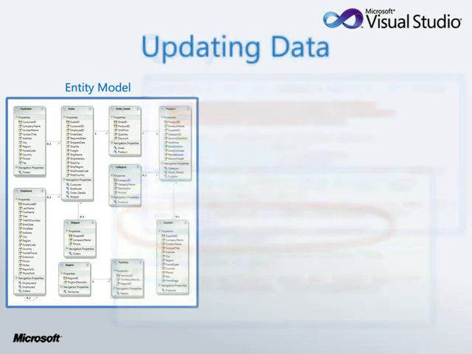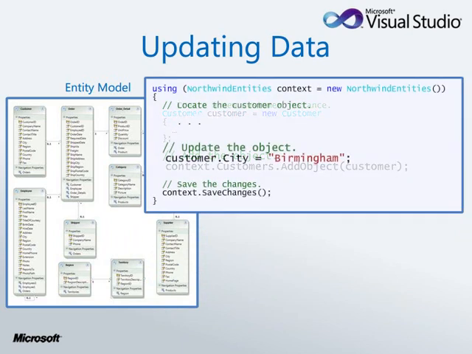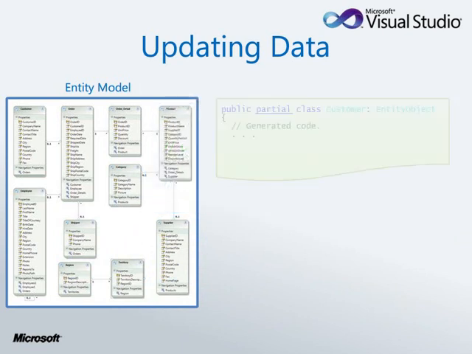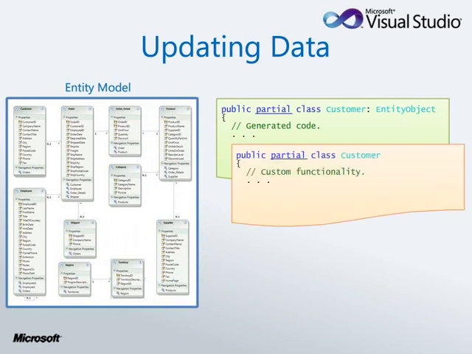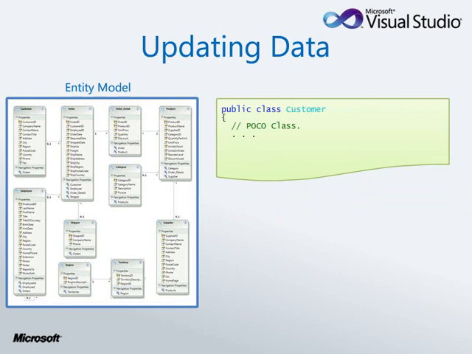The set of entity classes that the Entity Framework generates from your model include methods and properties that enable you to perform inserts, updates, and deletes in the underlying data store. You can extend the automatically generated partial entity classes with additional custom functionality. However, in some scenarios, you may already have a set of your own custom classes that you want to use. The Entity Framework allows you to incorporate plain old CLR objects, POCOs, into your entity model just like plain old Java objects, POJOs, in Hibernate.